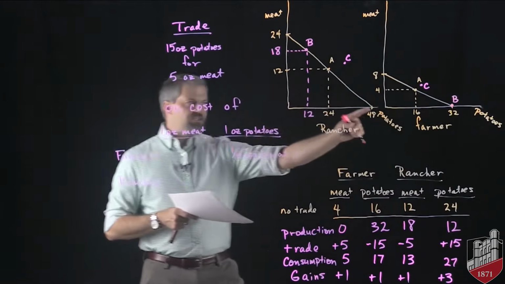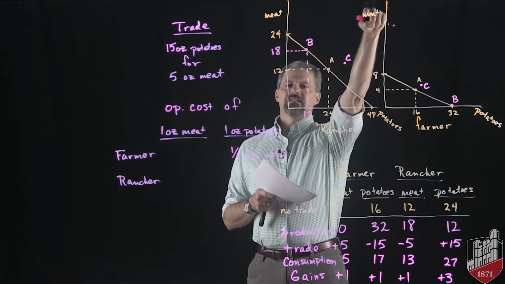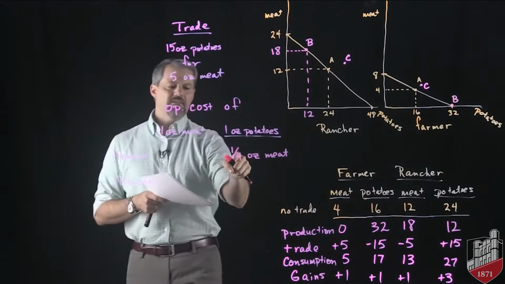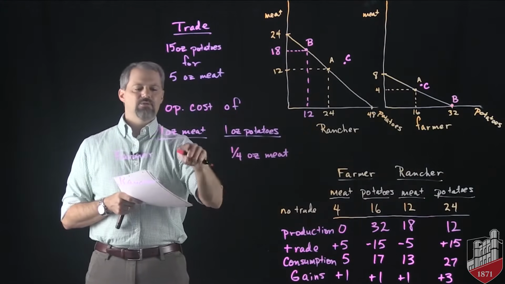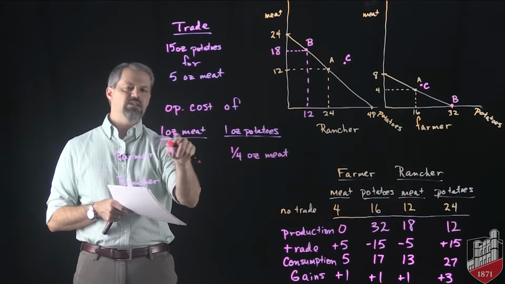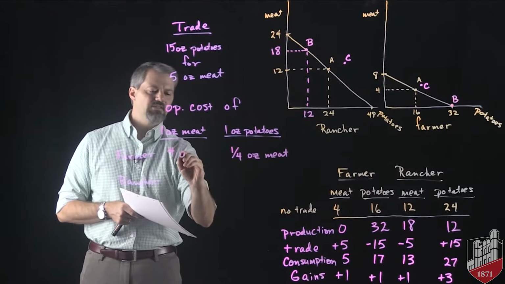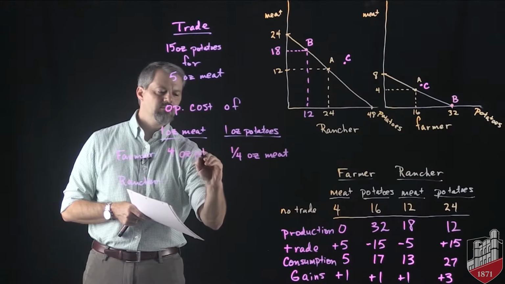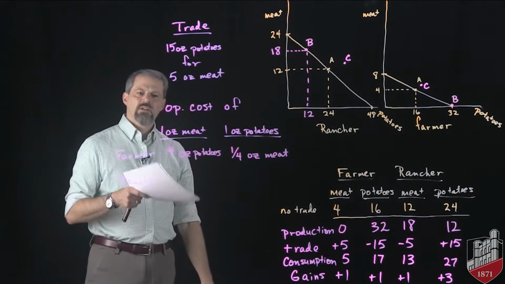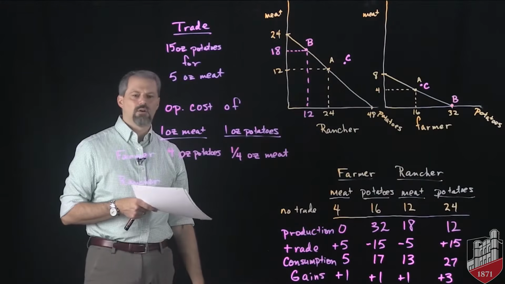The opportunity cost of the good on the vertical axis, in this case meat, is going to be the reciprocal of the slope. So all we have to do is take this number, take the reciprocal of it, which would be 4. So now we get the opportunity cost of 1 ounce of meat is 4 ounces of potatoes. So there's our opportunity cost for the farmer.